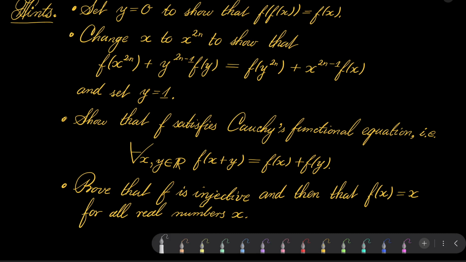And now, crucially, use our assumption to prove that our function is injective. It's injective by using Cauchy functional equation, and deduce that f of x must be equal x for all real numbers x. So give this problem a try, and I will see you in just a minute.